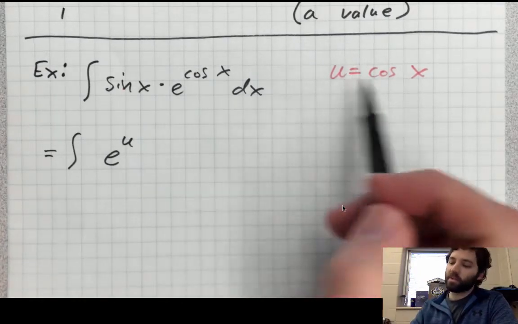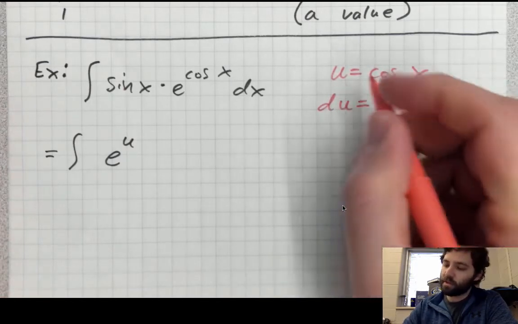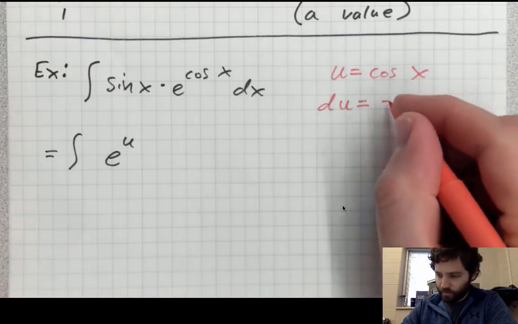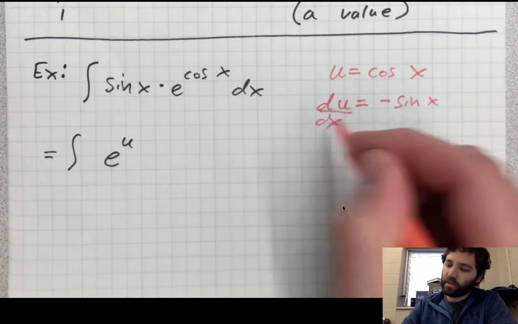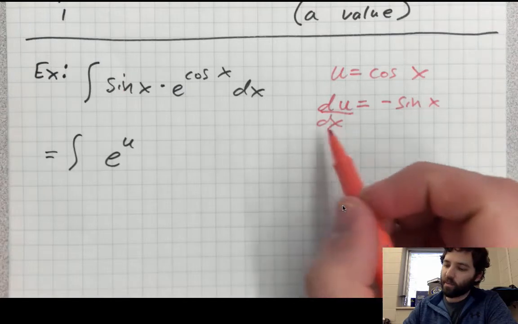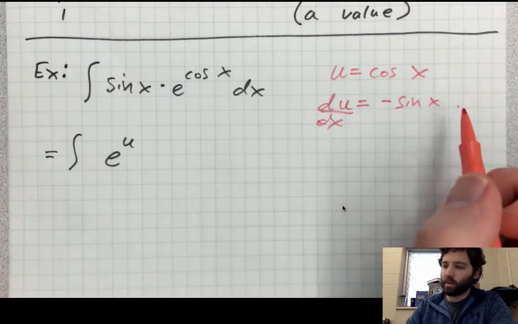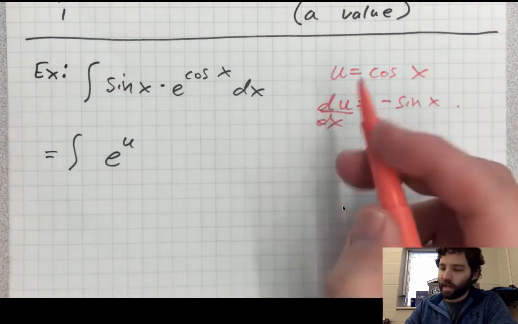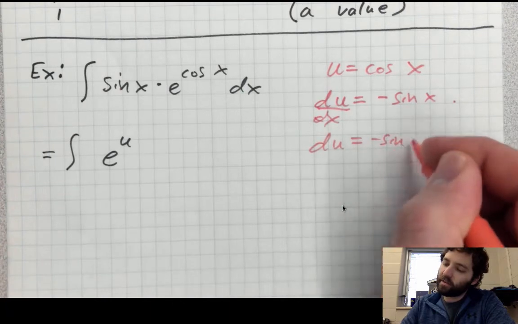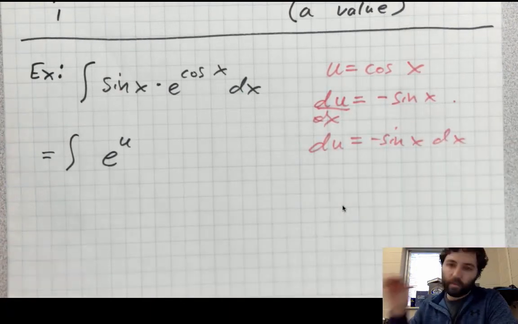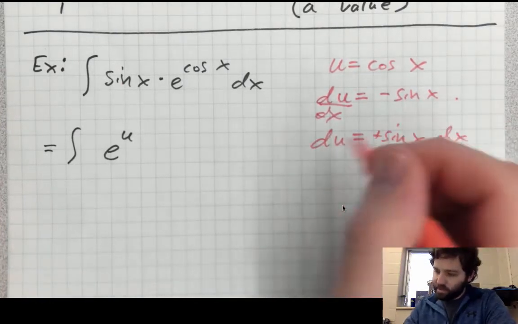So if I pick u as cosine, then du dx is equal to negative sine of x. And remember, we said we can kick the dx over to the right-hand side. I probably won't even show that step on future problems. Then let's move the negative over to the left. So we get du is equal to negative sine of x dx. Sorry, let's kick the negative to the left here.